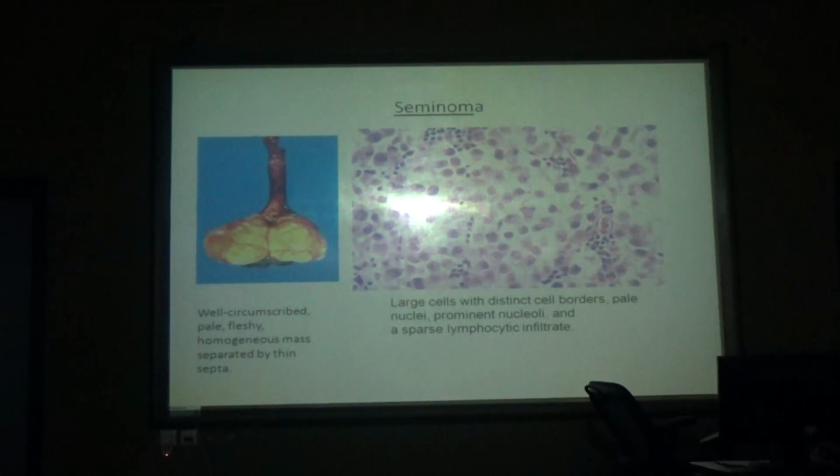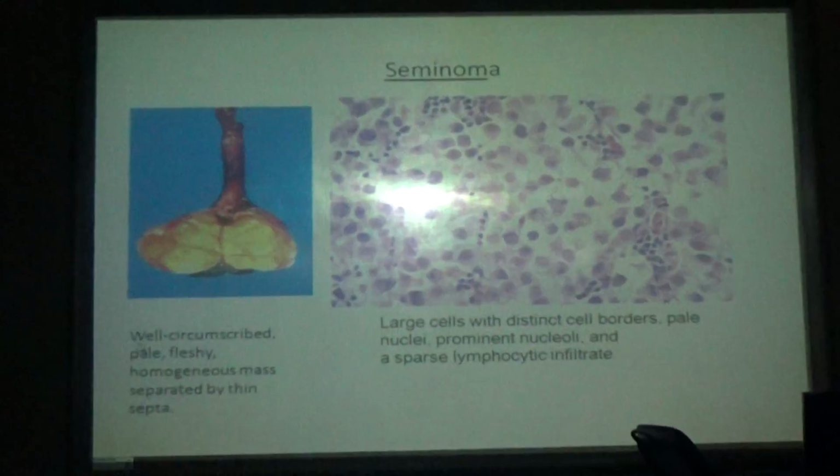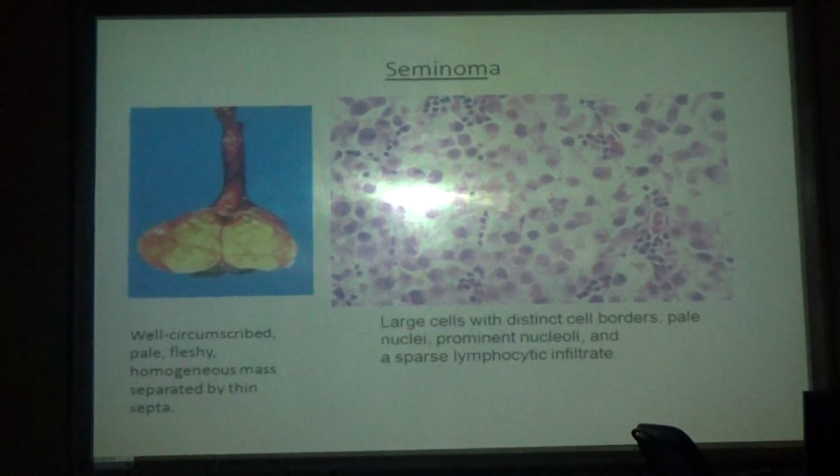What you are seeing is a uniform pattern of growth, and in between you are seeing thin septa. This is well circumscribed, in the sense you can identify the border margin. So we say well circumscribed, pale, fleshy, homogeneous, in the sense uniform, separated by thin septa.